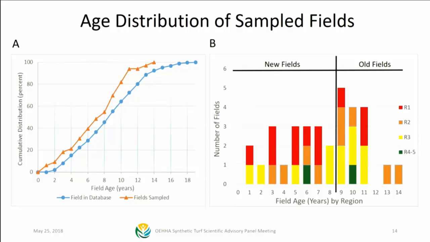In the old fields group, most of the fields sampled were between 9 and 11 years old. This is likely because, according to field owners that we interviewed, replacement of fields tends to begin when the field is approximately 10 years old. By age 14, most of the fields have been replaced. This may be one of the reasons why there are relatively few fields 14 years or older in the old fields group that we sampled.